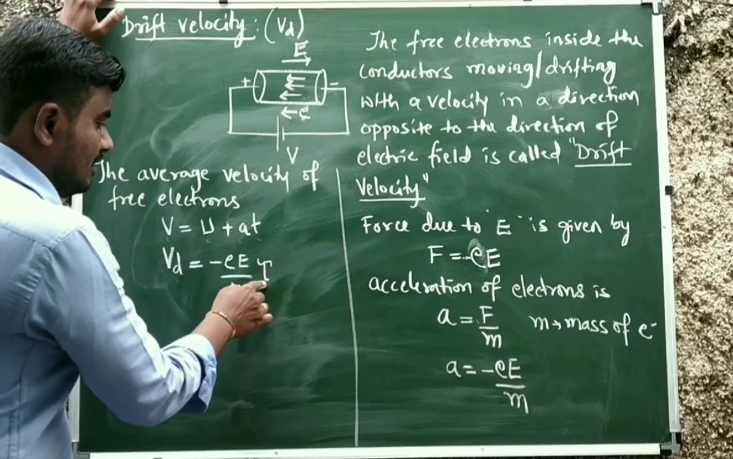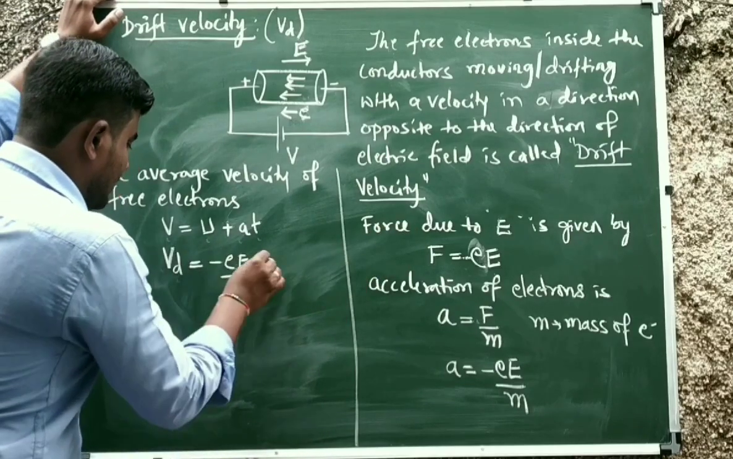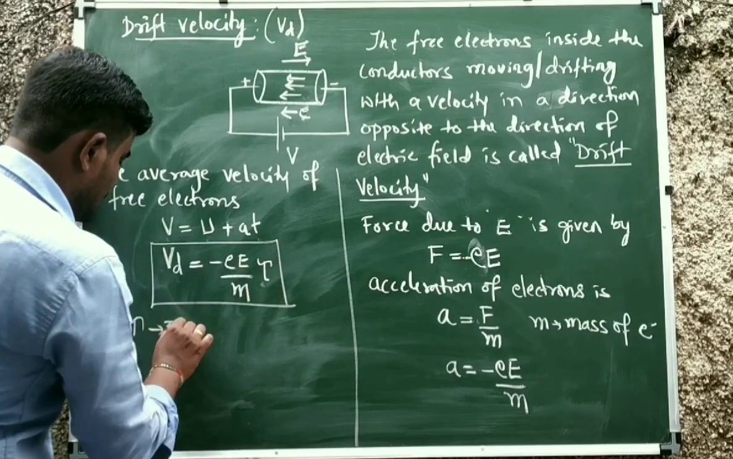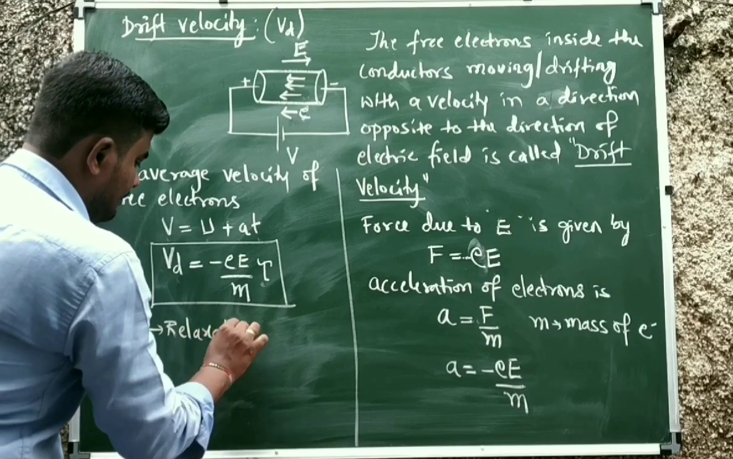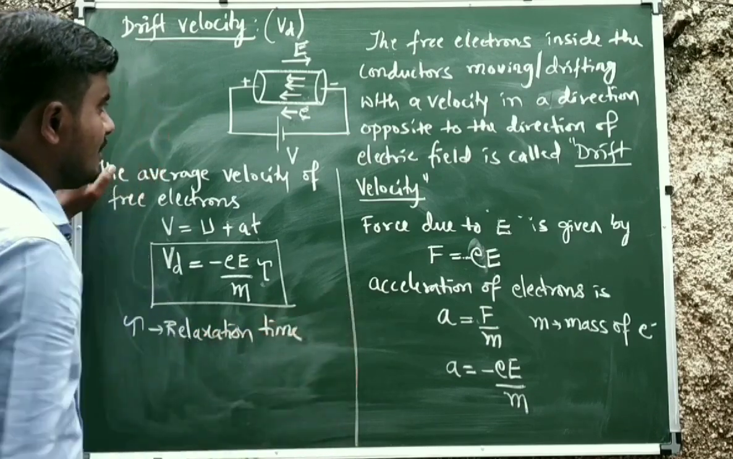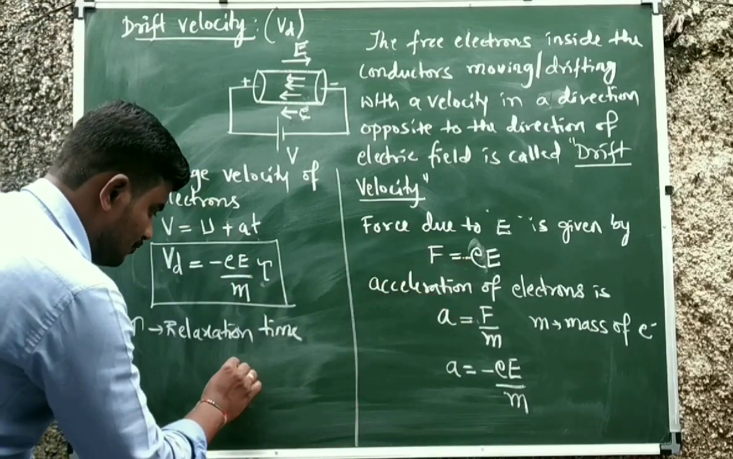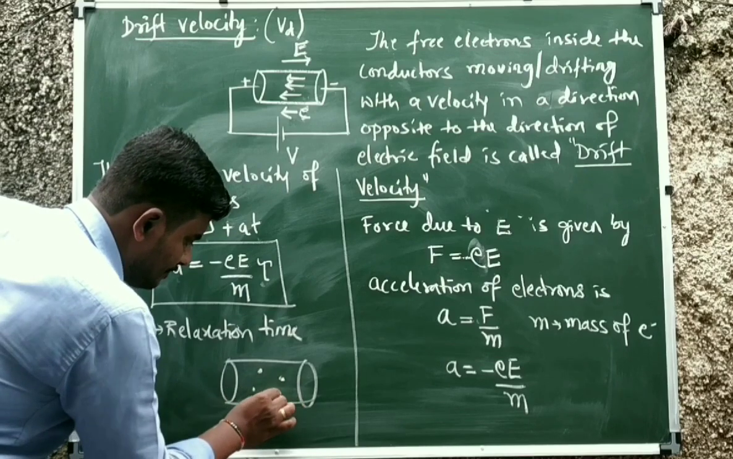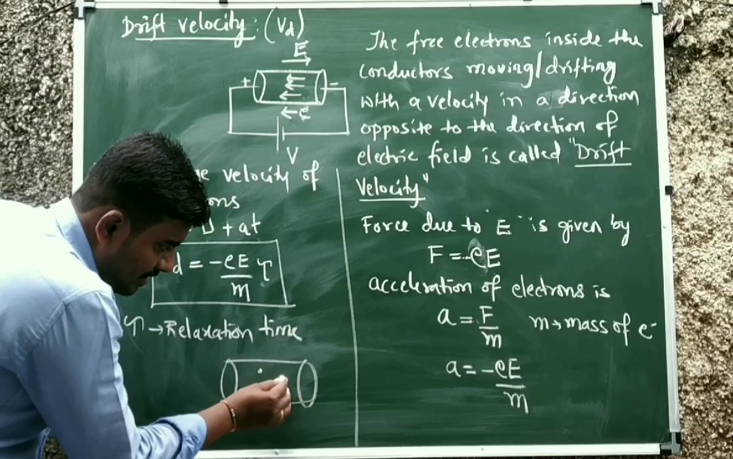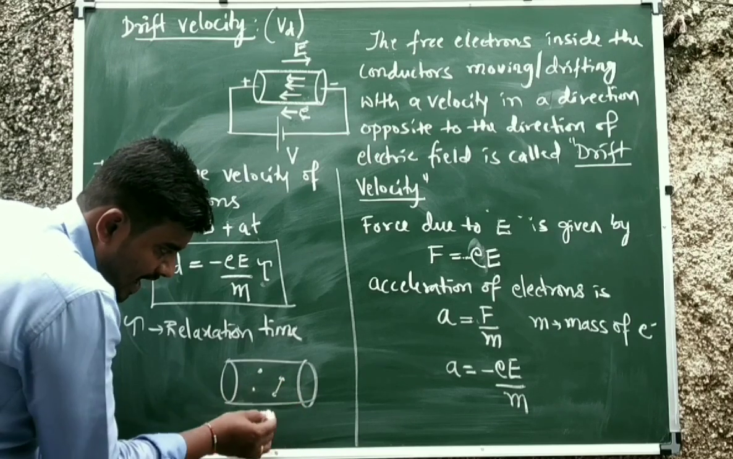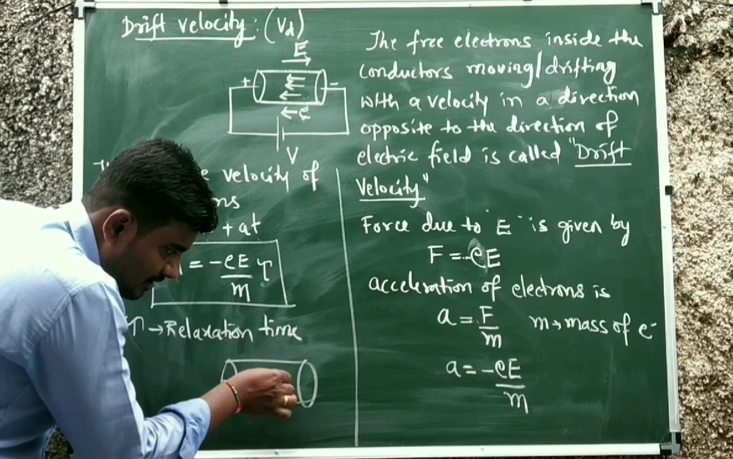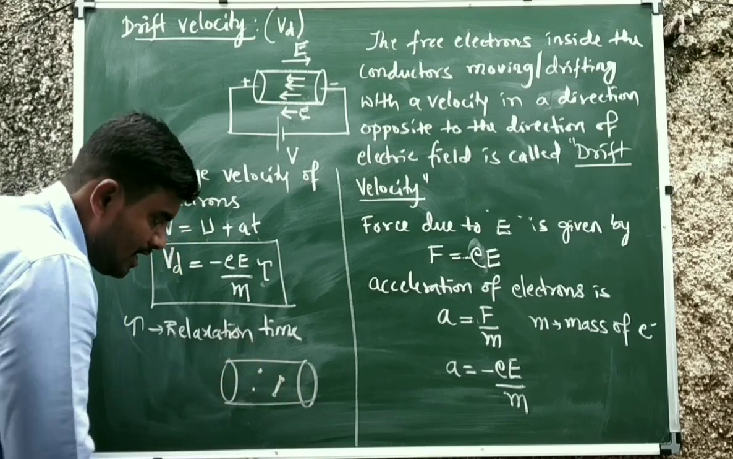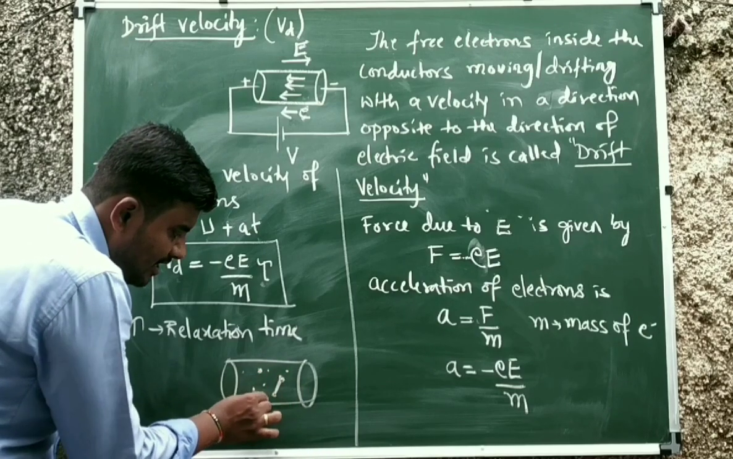And tau is the relaxation time. Understand the meaning of relaxation time, my dear students. This is a conductor, and it has free electrons like this. This free electron will collide with this one, and the time taken by this electron to collide with this electron is called relaxation time. And there are many free electrons that collide with each other.